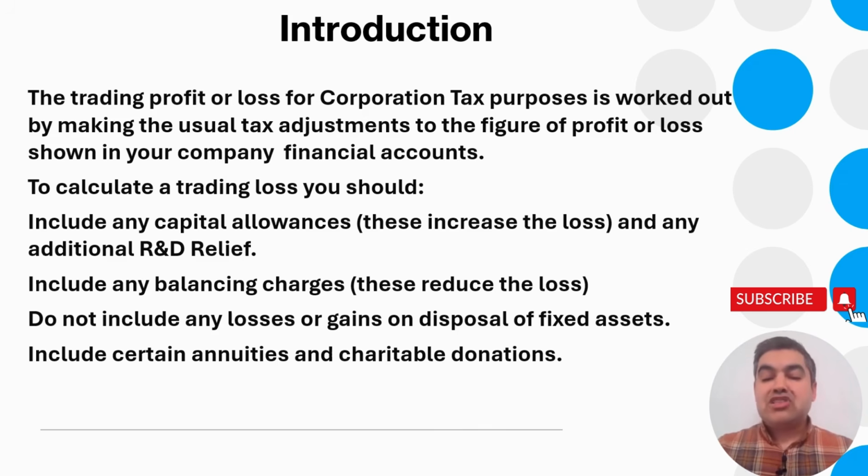Include any balancing charge, but the balancing charge will increase your profit. Do not include any losses or gain on disposal of fixed assets because gain on disposal of fixed assets will be taxed under a separate heading. This is called capital gains tax. So include any certain annuity and charitable donation.